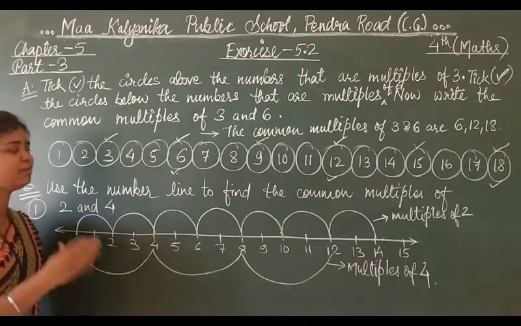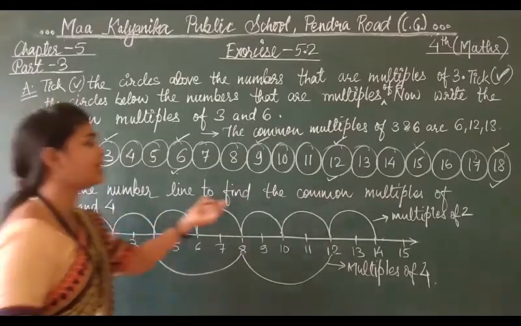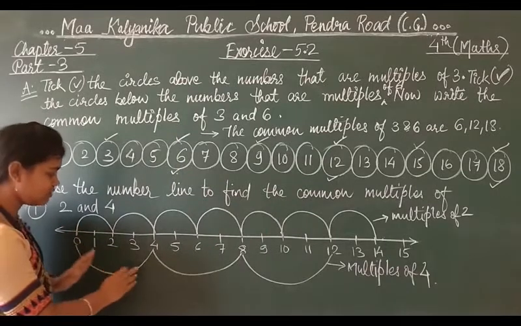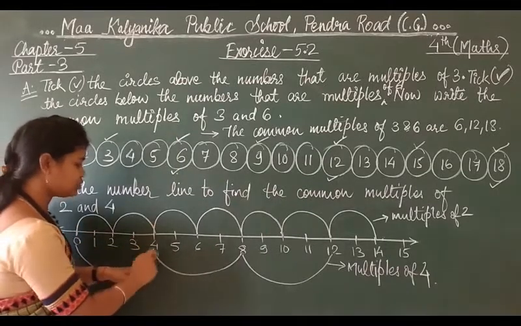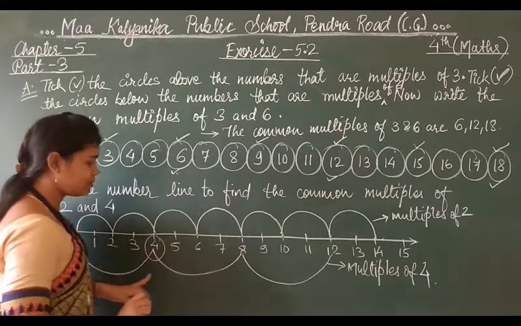Multiples can be found only by multiplying with the numbers. But here we have to find the common multiples. So now see which are common here. This one we will leave. Starting from 4, see students, 4 is there upside and also downside. So 4 is one common multiple.